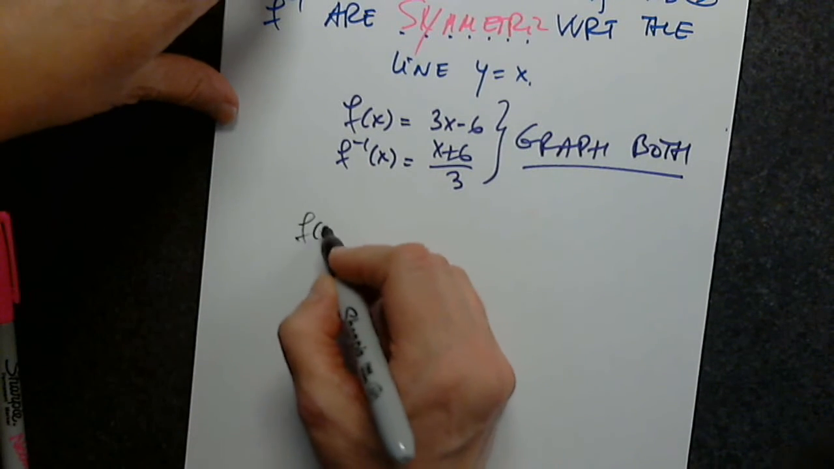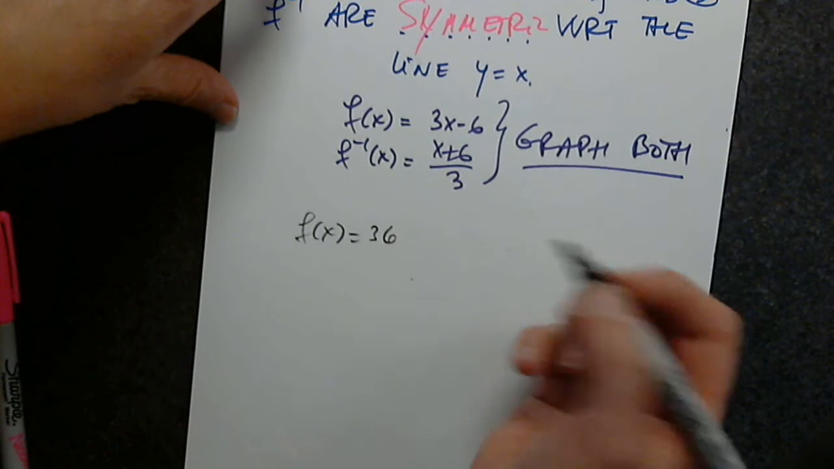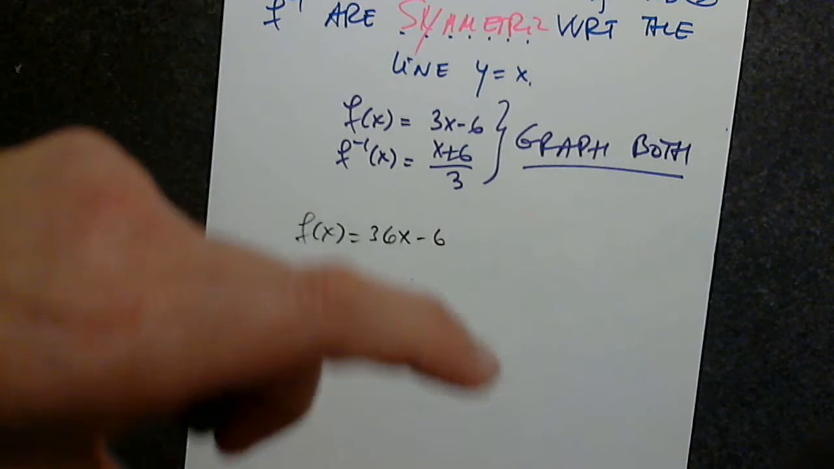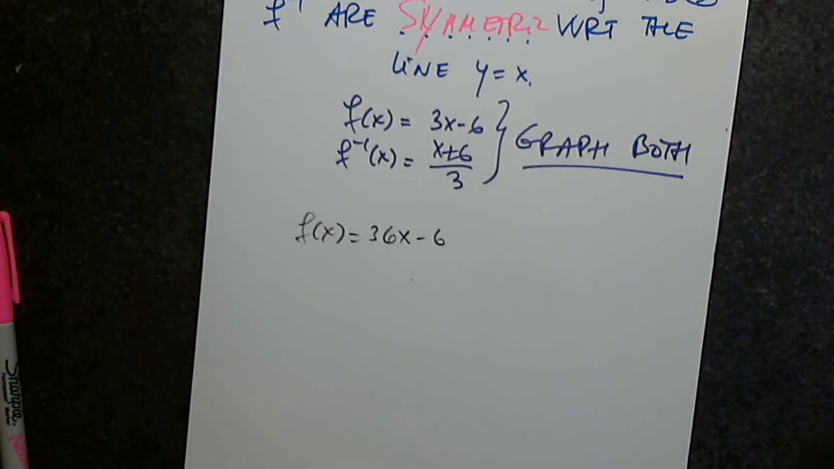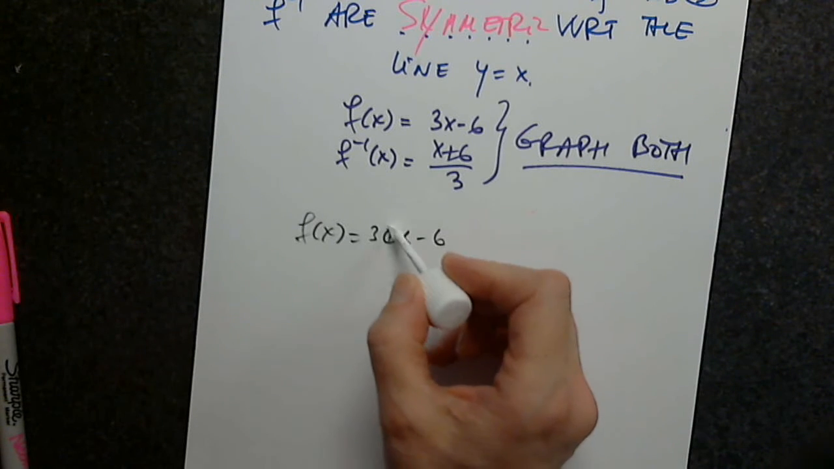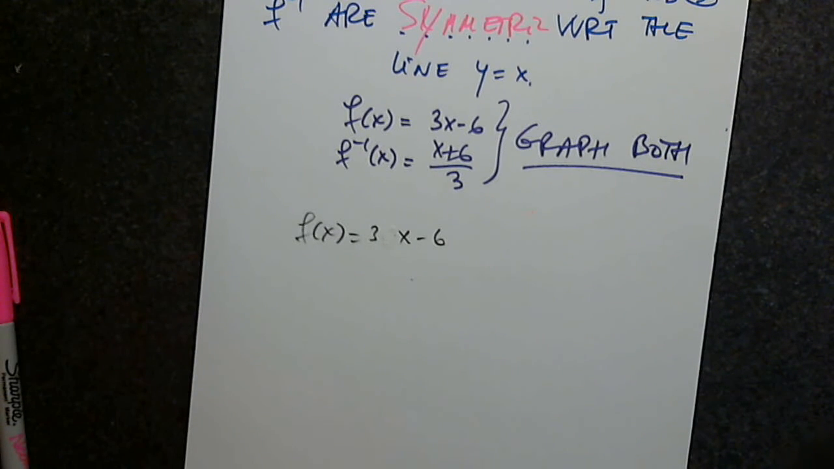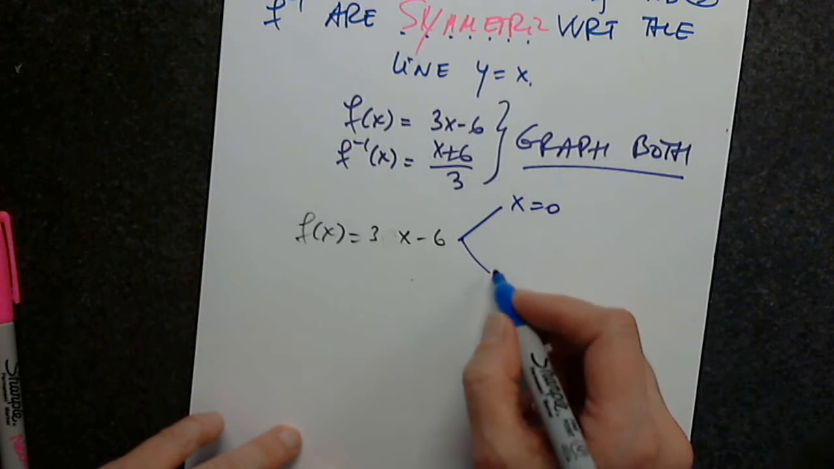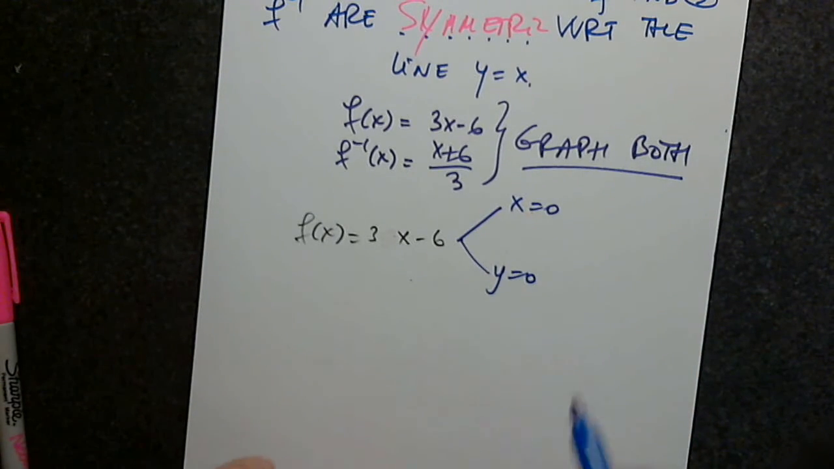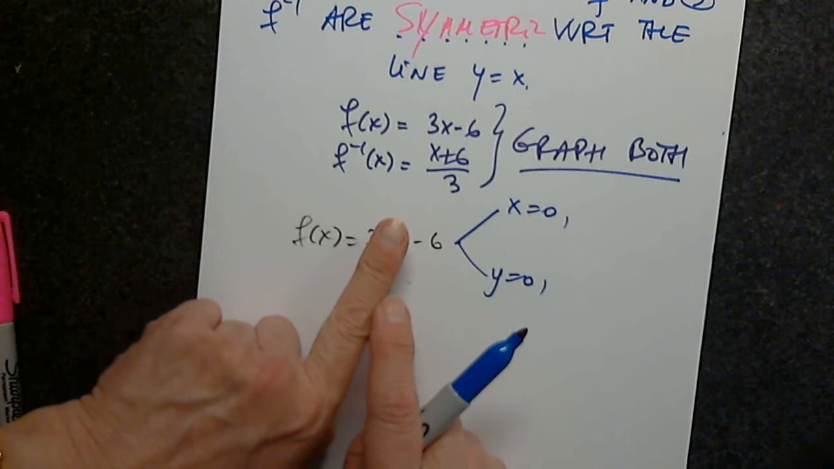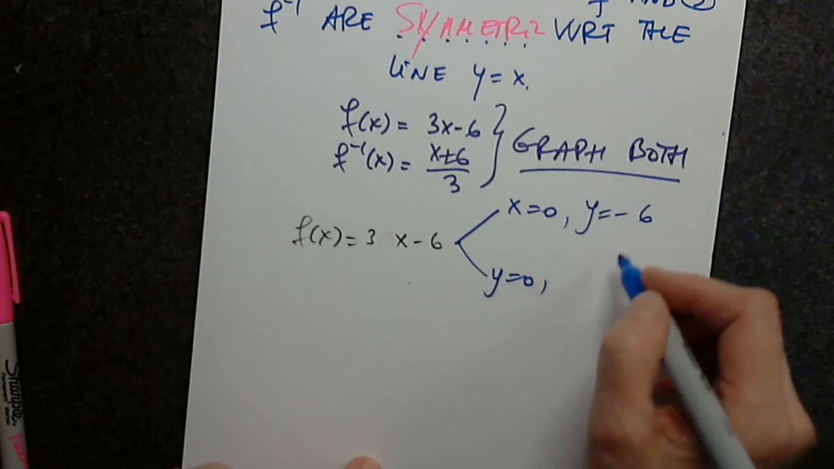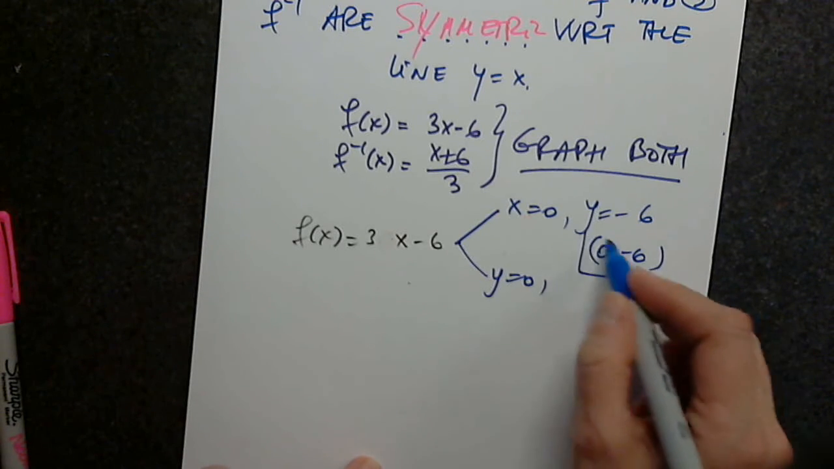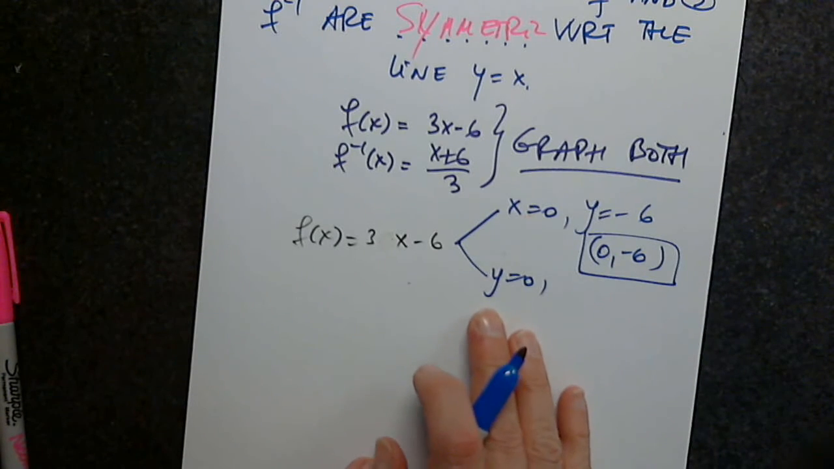So I have f of x equals 3x minus 6. We need two ordered pairs, obviously, because it's a linear function. So we always look for the x-intercept and the y-intercept. So when x is 0, how much is y? So it's (0, negative 6). Please write the ordered pair before you move on to the next one.